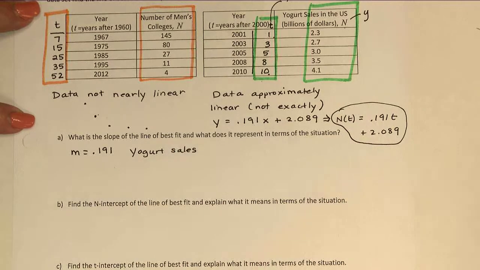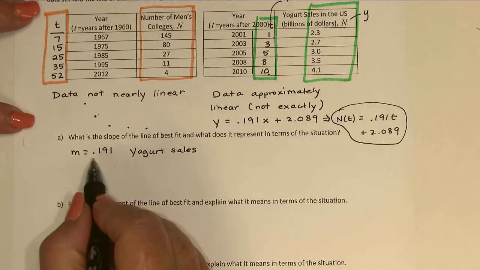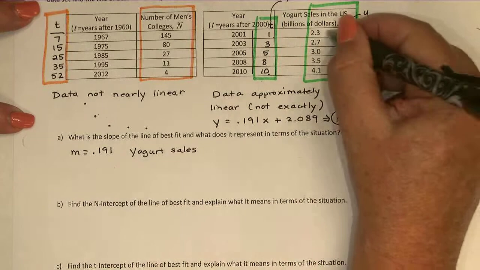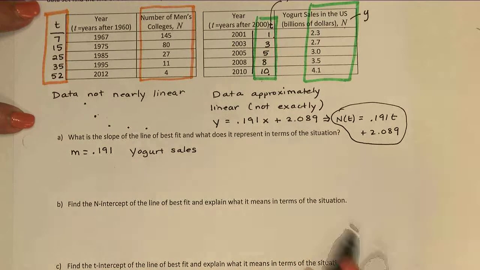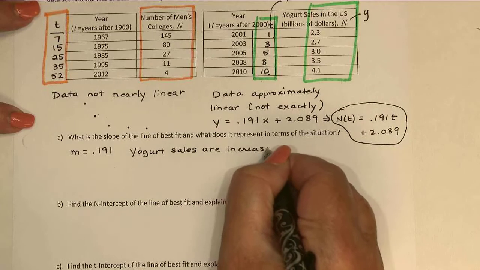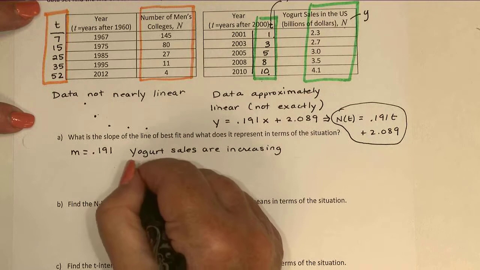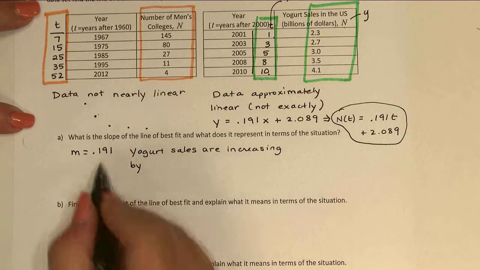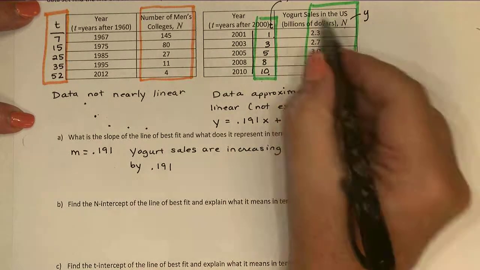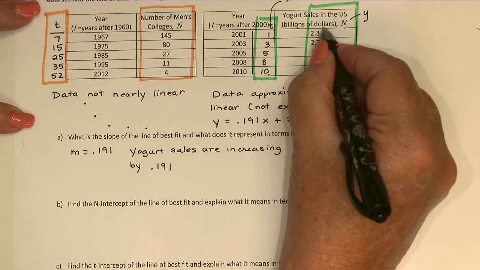I always want to say whether they're increasing or decreasing, and in this case it's a positive slope, so they are increasing. Makes sense based on what I see in the table as well. And they're increasing by that much, 0.191. And that would be in units of billions of dollars per year.